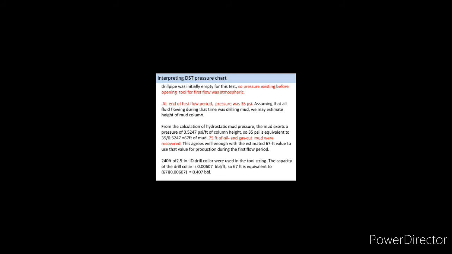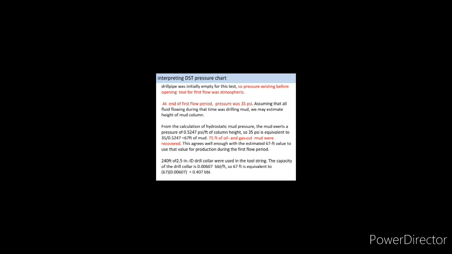So this is actually what we have done. I have told you how we can calculate the feet of mud. We get the pressure after the first flow, which is 35 psi, the initial pressure before build up starts. So from that we can calculate the feet of the mud. We have a mud gradient of 0.5247 psi per feet, so we'll divide by it and we'll get the feet of the mud.